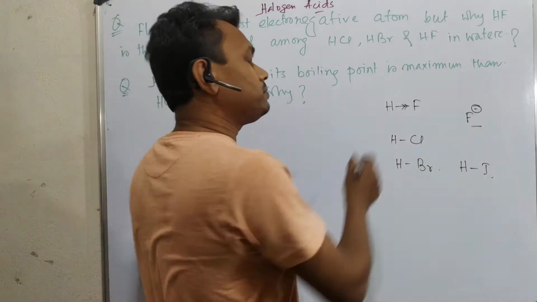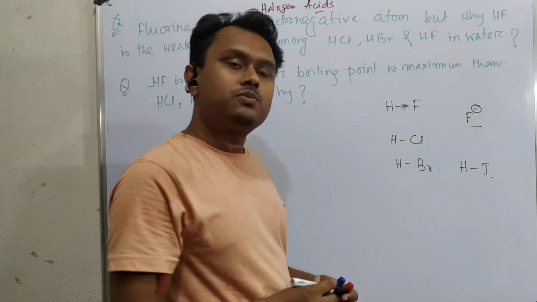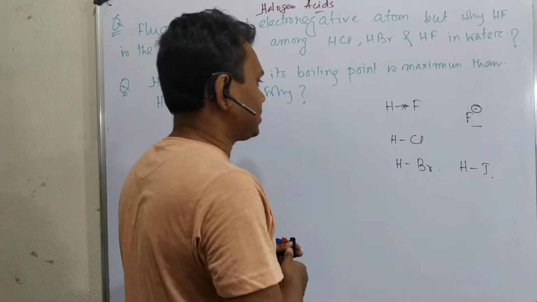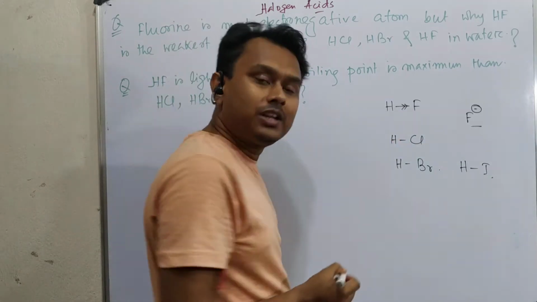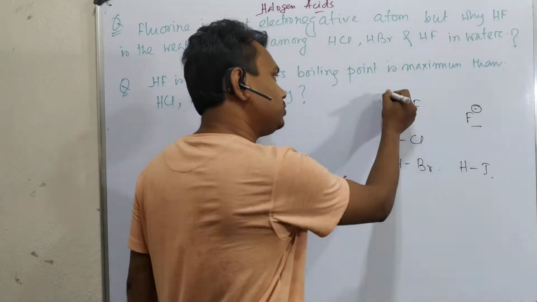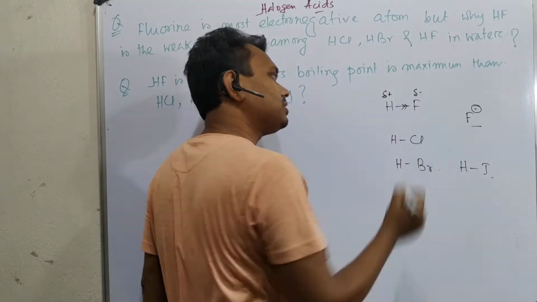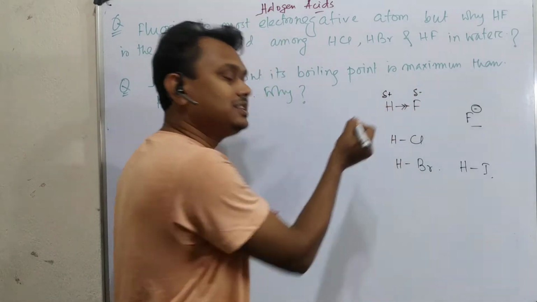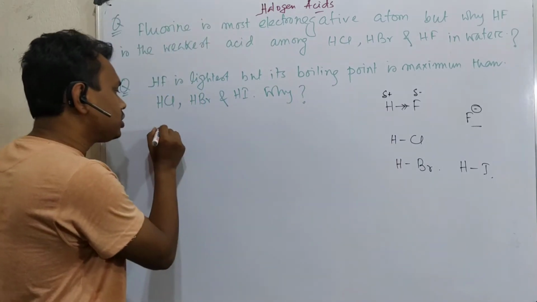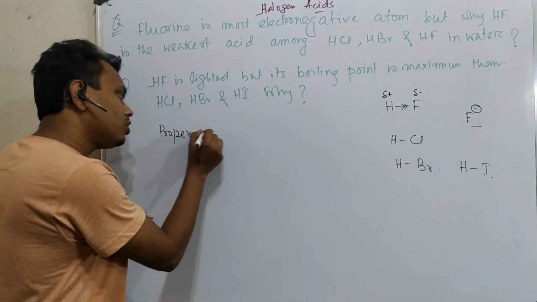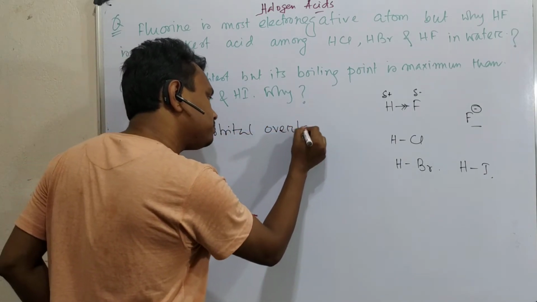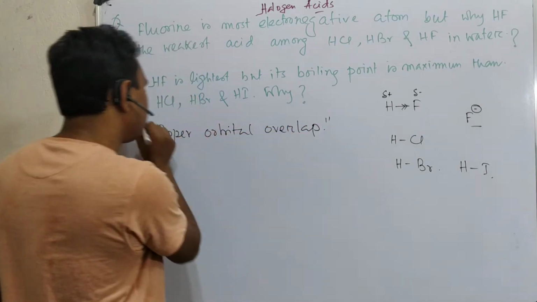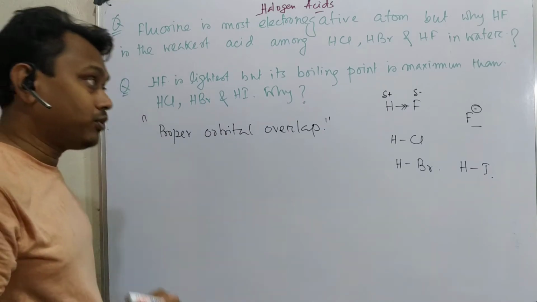But in reality, why is it not happening? That is the question. First, see, this is actually a covalent bond. This HF is a covalent bond, and I agree there is a polarity, but this is a very strong covalent bond. Why? Because of proper orbital overlap. Please keep this word in your mind. It's a very proper orbital overlap.